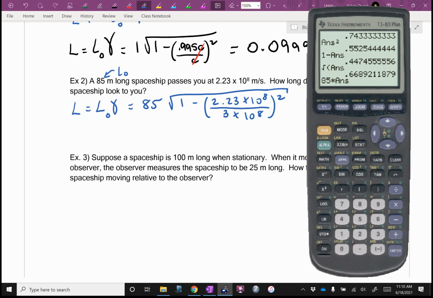When the spaceship is at rest, the people on the spaceship, as far as they're concerned, the spaceship is at rest. If they ran a tape measure, they would measure the spaceship to be 85 meters long. But if you ran a tape measure really quickly as it went speeding by, you would measure the spaceship to be 56.9 meters long.